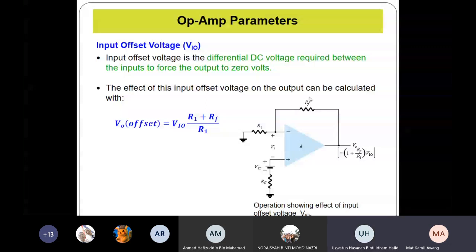So this is actually the input offset voltage, VIO. So what is the VIO required to make the output offset equal to 0? Use the formula. Okay, next.